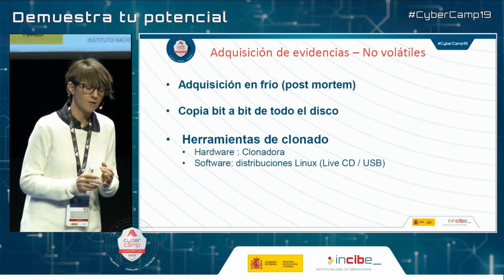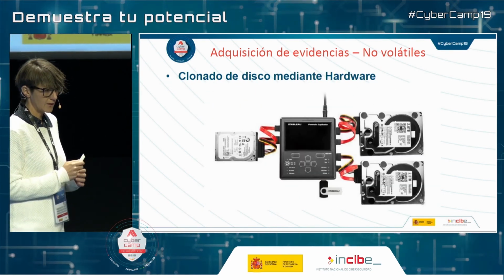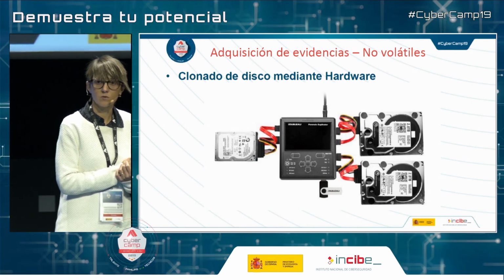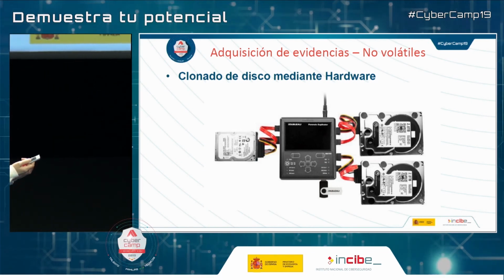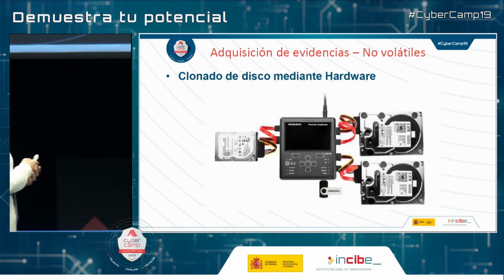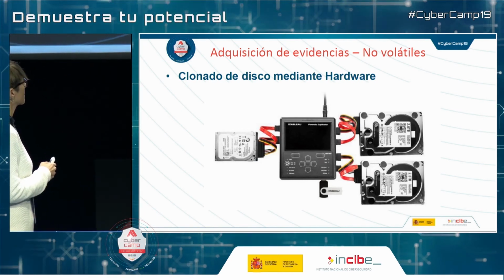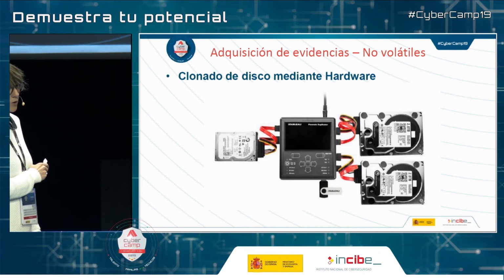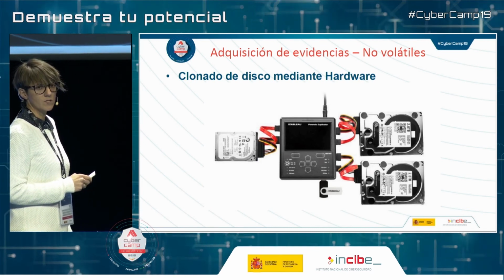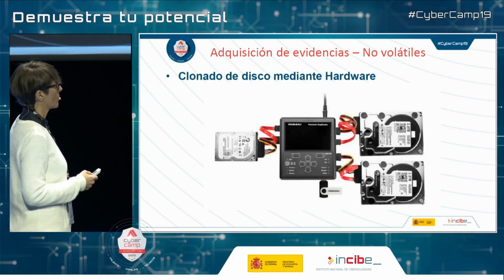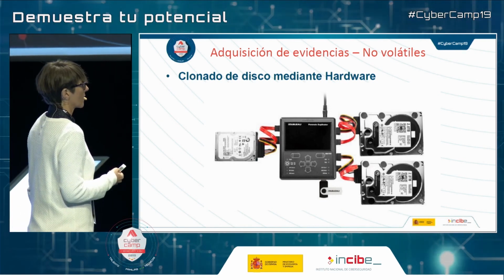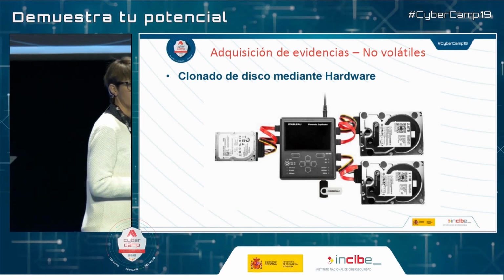We have two types of tools, hardware and software. When it comes to hardware, I don't know if you've ever seen this sort of device. These are called cloners, and what these devices allow us to do is that we have our evidence here, the original, the one that we want to clone, and then here we would have the 2 copies that we can do at the same time, simultaneously. So we will have 2 exact copies of our original evidence simultaneously.